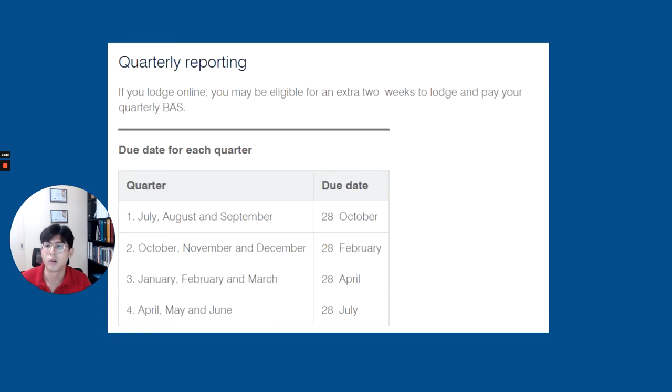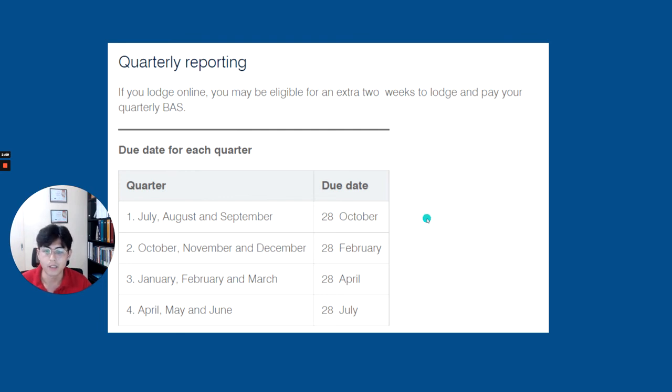So for quarterly reporting, when are the deadlines? It's pretty straightforward. At the end of every quarter, the month after, on the 28th. If you've got a tax agent concession, it's due a little bit later than that.